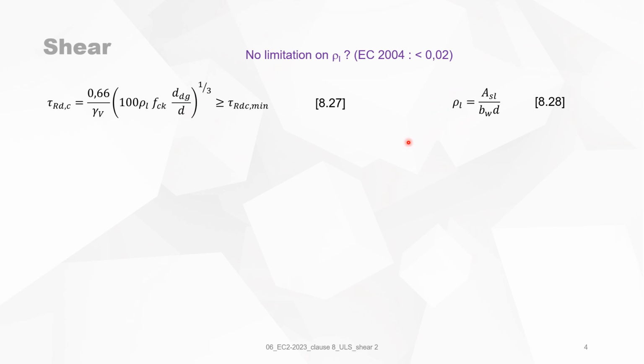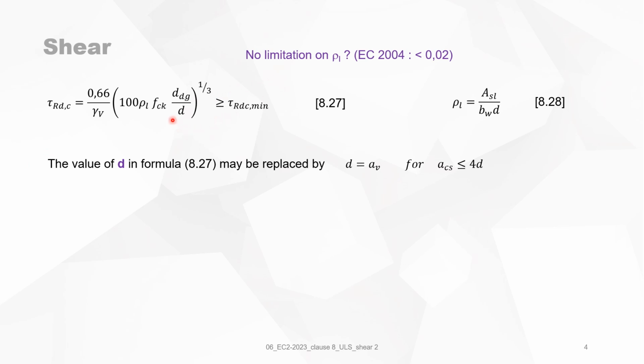The longitudinal reinforcement ratio had an upper limit of 2% in the version of 2004. In the present code of 2023, there is no mention of an upper limit. So we can ask why.